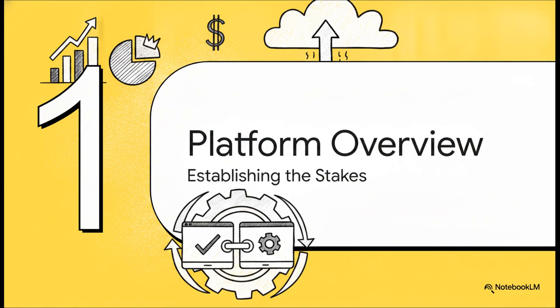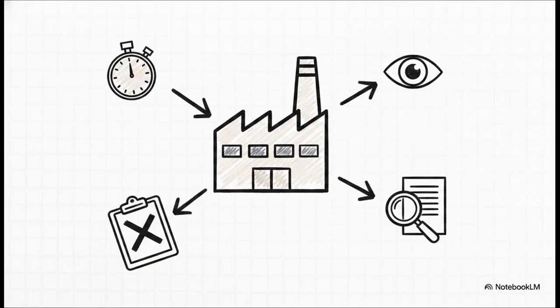All right, section 1, platform overview and outcomes, or as I like to call it, establishing the stakes. Before we look at exactly how it works, we need to talk about why this dual-channel platform actually matters to the business. And let me tell you, the business outcomes here are just massive. By using both a web and mobile channel that run on the exact same backend, QC360 gives you standardized execution across all your plants, so everyone is working from the exact same playbook.